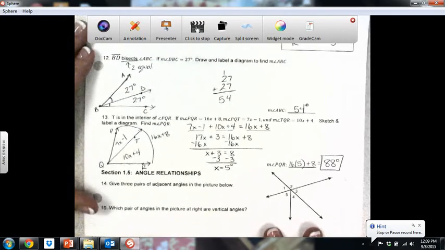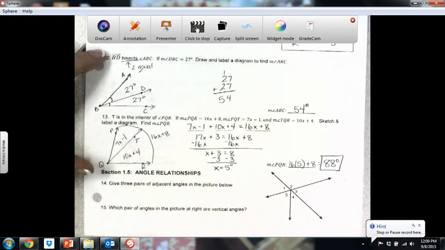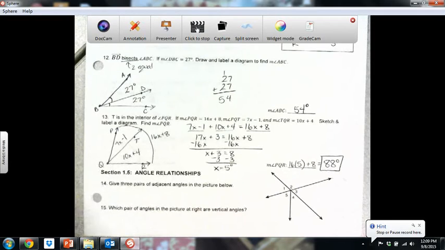So for both of these, I was using the information in the picture, or in the problem, to draw the picture, and then using what I knew to be able to write an equation or solve the problem.